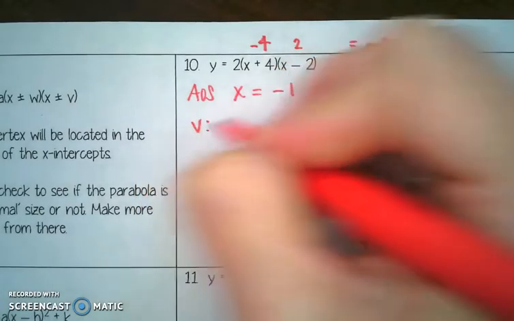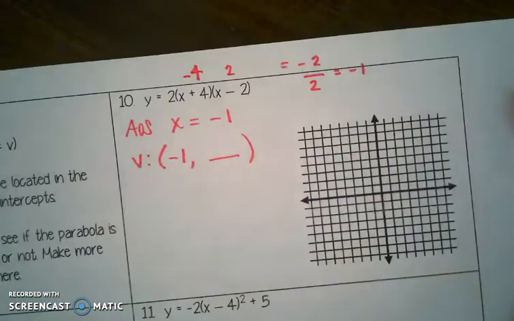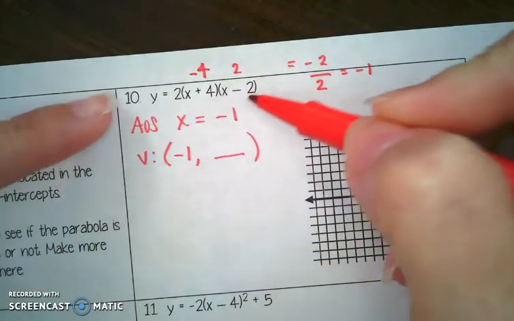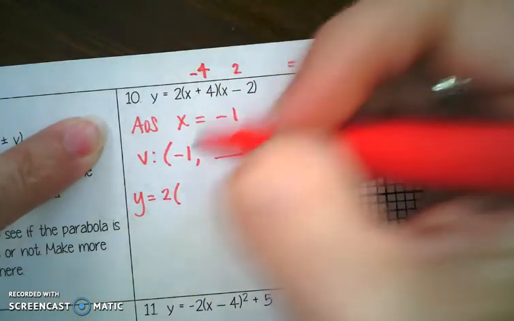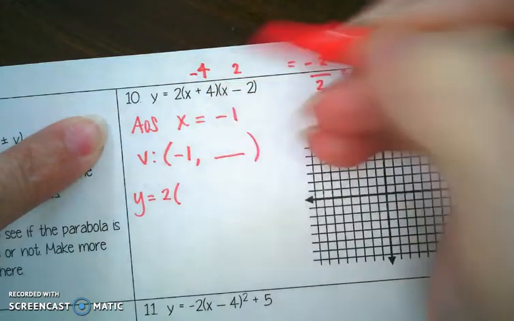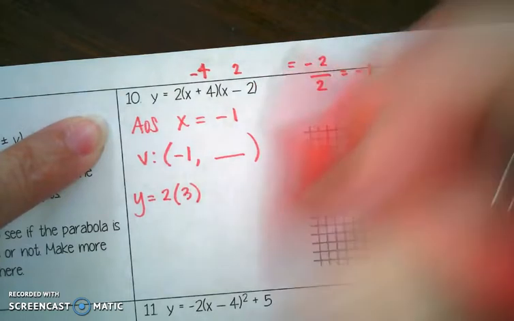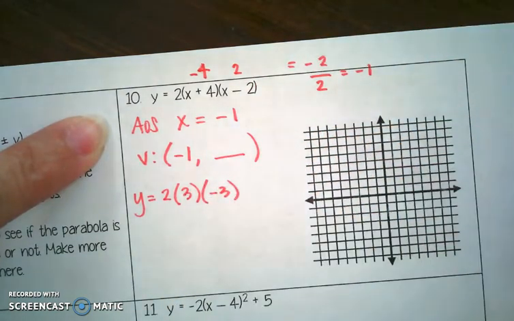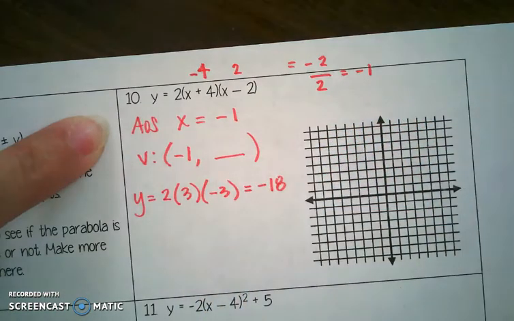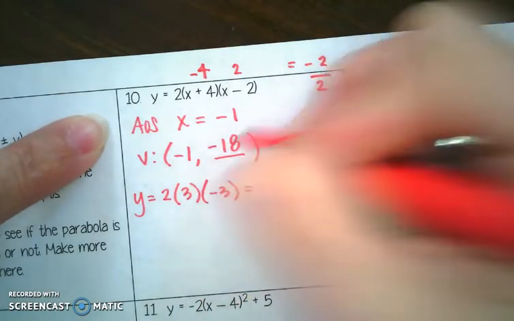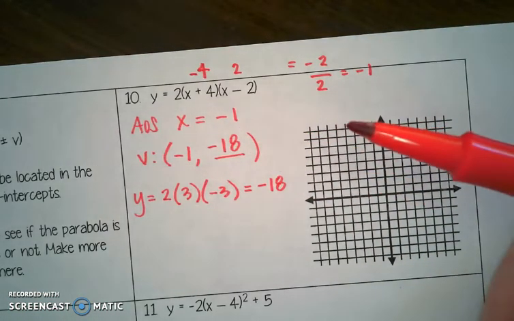So now we know that the vertex is located at -1, something. All right, now that we know what the x is, we just go back up here and fill it in. If we want to know what y is, we have a 2. We're going to fill in -1. So -1 plus 4 would be 3. And if we fill in -1, -1 minus 2 would be -3. And if we multiply all of this together, we get -18. So our vertex is located at -1, -18.